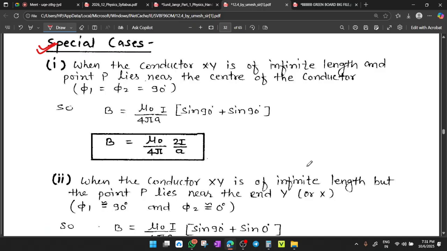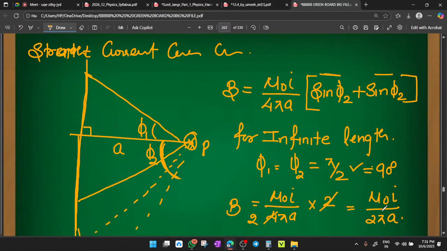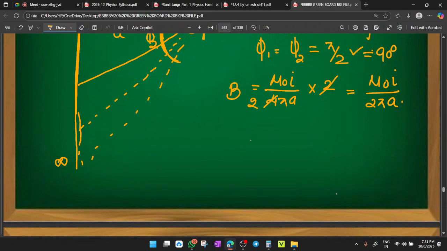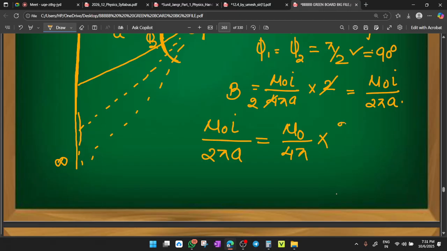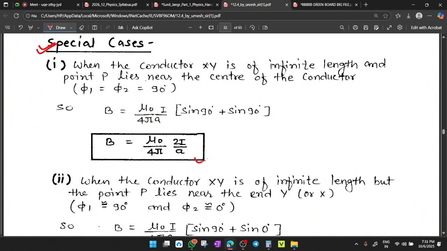Yes. Mu naught upon 4 pi, mu naught upon for I, mu naught I upon 2 pi A. So you can write this one, mu naught I upon 2 pi A, like this. See here, if you place here mu naught upon 4 pi, you have to multiply 2 in the numerator. So it will be 2I upon A. Clear or not? So write this formula: B equals mu naught I upon 4 pi times 2I upon A. Same result is here.